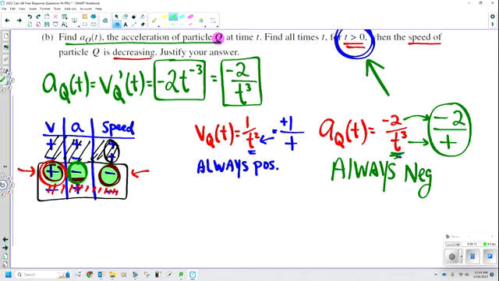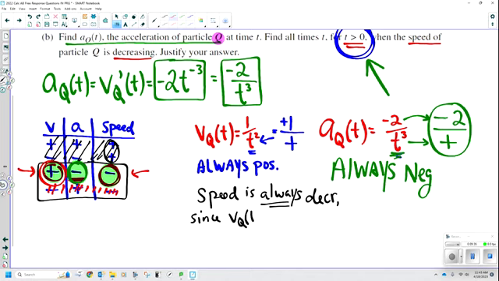I don't know. I mean, justification in this case, because I didn't do really calculations, I'll just write up a little snippet here. And I will say, speed is always decreasing. And I'm going to use decreasing because that's what they did. Since velocity of q is always positive and acceleration of q is always, you guessed it, negative.